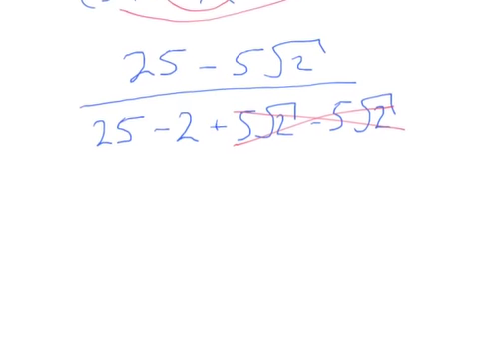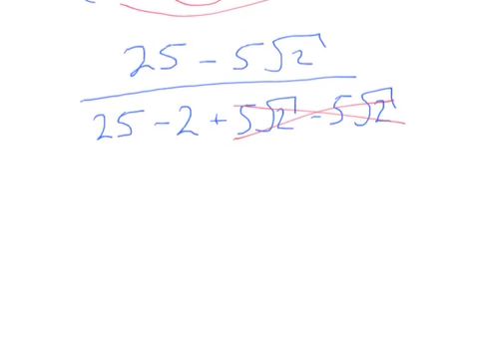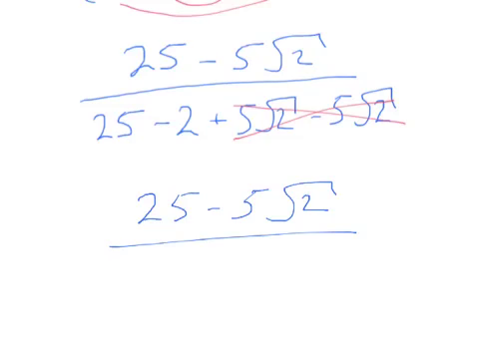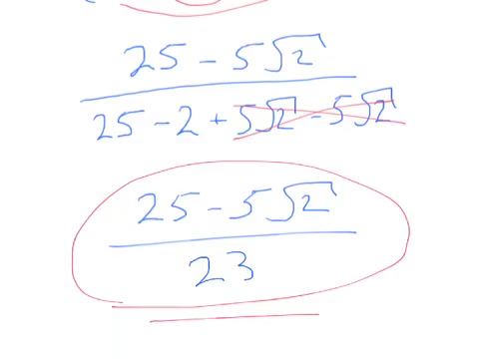So let's simplify a little bit further. A few steps in this. What have we got on the top? I'm not going to change this. We've got 25 minus 5 root 2. And on the bottom we've got, well, all we've got is 25 minus 2, which we know is 23. And that is our original fraction rationalised. That is our final answer.